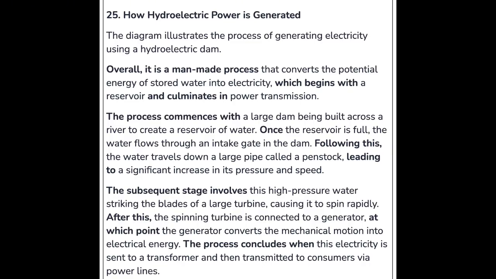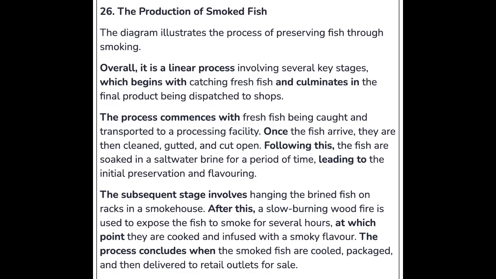After this, the spinning turbine is connected to a generator, at which point the generator converts the mechanical motion into electrical energy. The process concludes when this electricity is sent to a transformer and then transmitted to consumers via power lines. 26. The production of smoked fish.